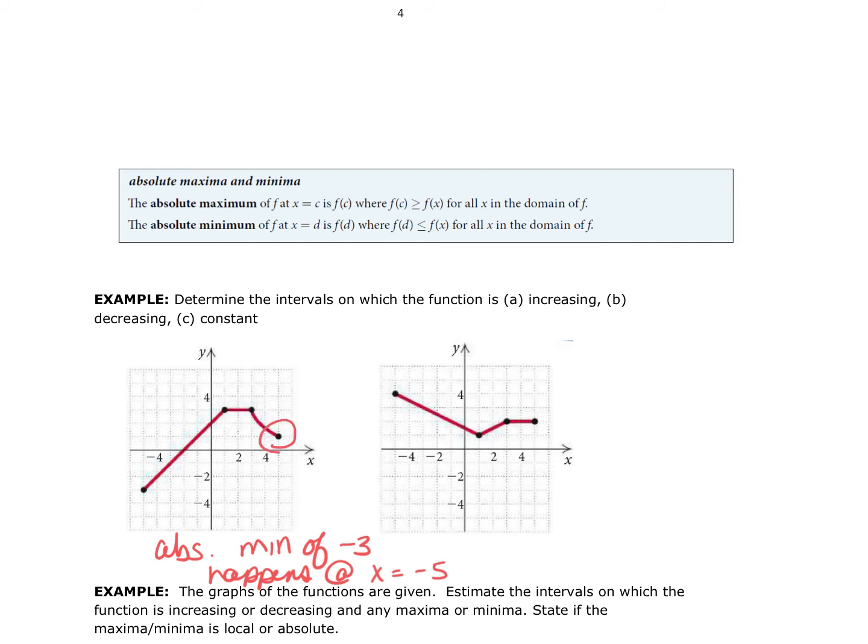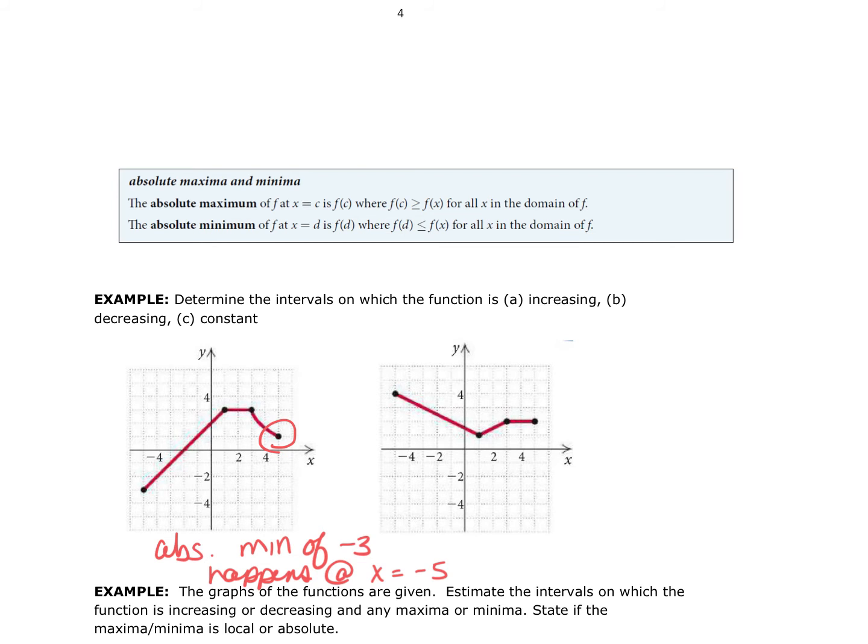Now, this is an endpoint, and it's a low point. So it is neither an absolute, because it's not the lowest, and I don't include endpoints for my local. So it's neither absolute or local minima, and it's definitely not a maxima.